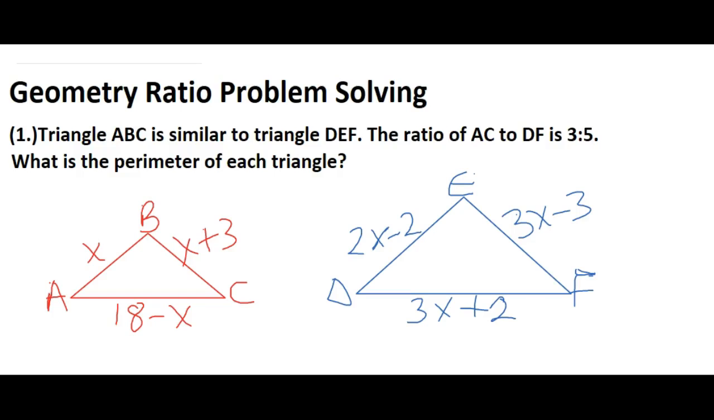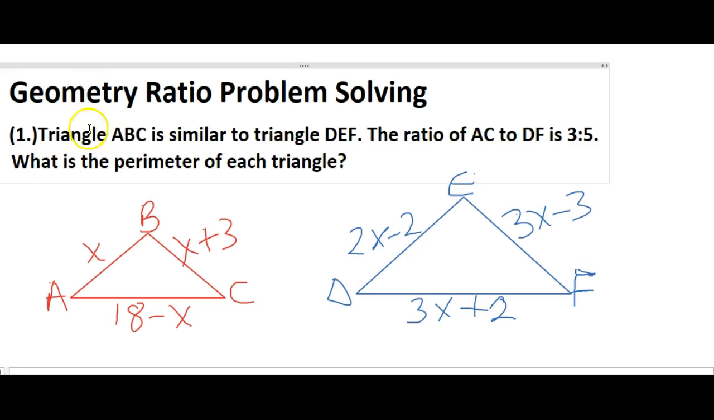All right, in this video, we'll be going through some problem solving skills. Okay, the first one is this. Triangle ABC is similar to DEF. So we already know when two images are similar, then their corresponding sides are proportional.